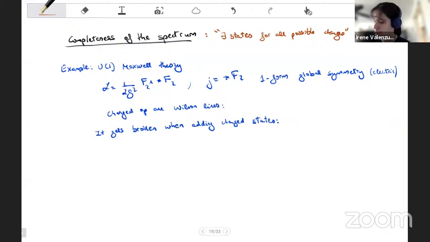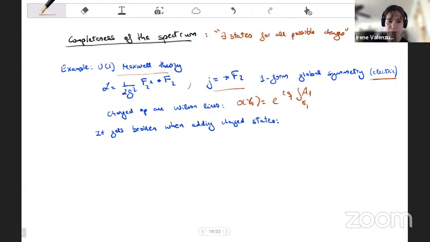Okay, so for example, let me now focus on a 1-form gauge field. We have the same theory that I told you before, but just the simple one: Maxwell theory. And we said that the current is just given by the field strength. So here I'm talking about the electric symmetry. Then we will discuss magnetic ones. The charge operators are Wilson lines, so they live on these one-dimensional manifolds.